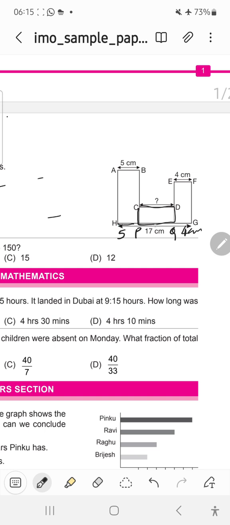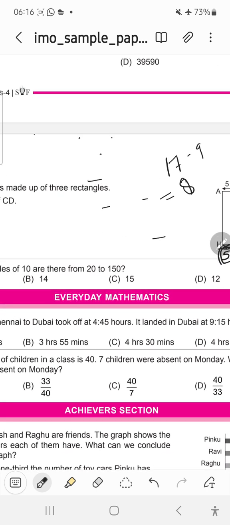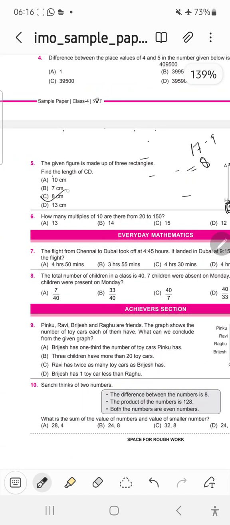The total length of this HG is 17, and you have two values, 5 and 4, which you add, so you get 9. 5 plus 4 is equal to 9. The total value is 17, and the two parts of this are given as 9. So the rest will be 17 minus 9, which is 8. So CD should be 8 centimeter. Is there any option of 8? Oh yes, this is. So we can go for option C.